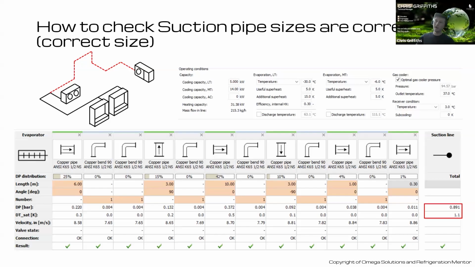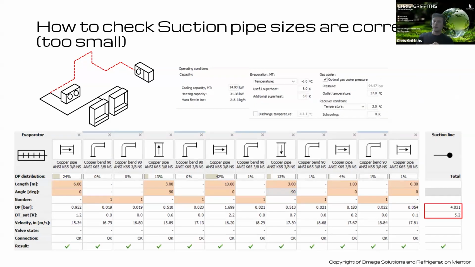What if this is incorrect though? What if this was actually installed as 3/8? We have a pressure drop there instead of 5.2 Kelvin. Similar to what we showed earlier, that's a huge drop, but we can see now we have a bit more information on each section of pipework here.